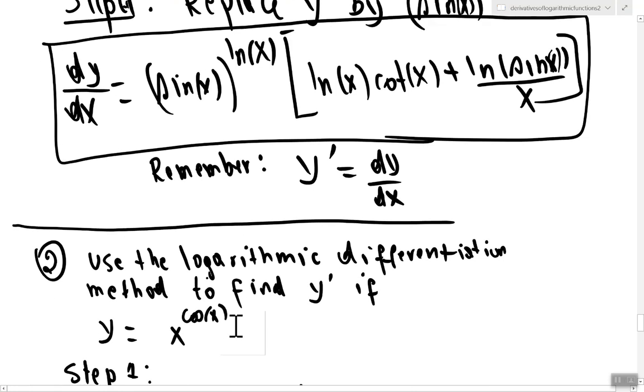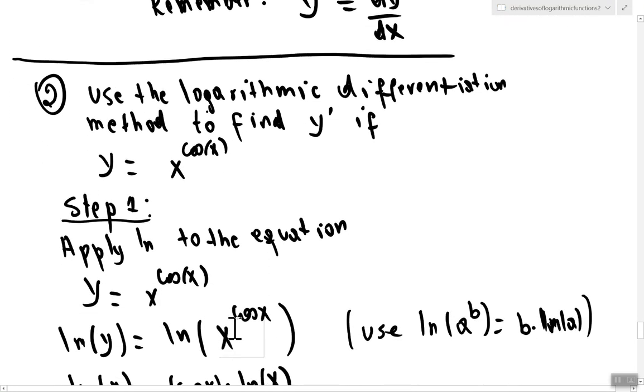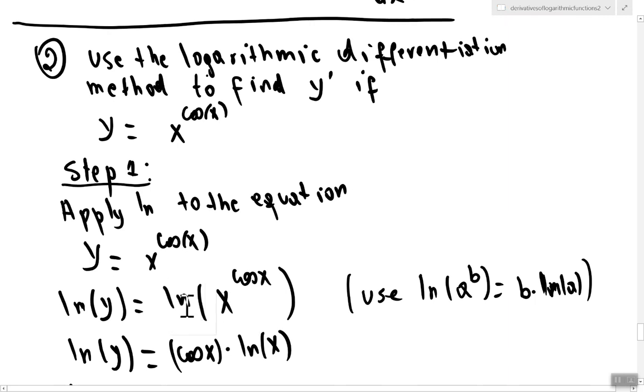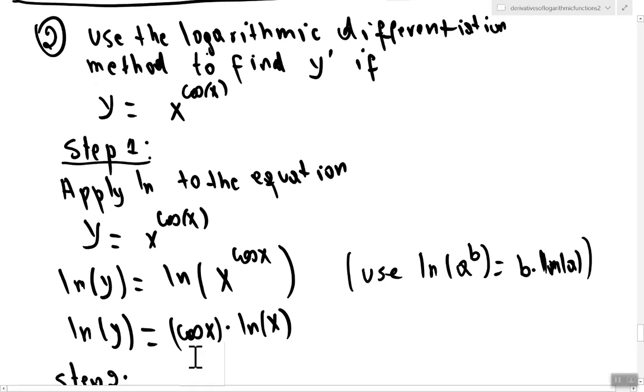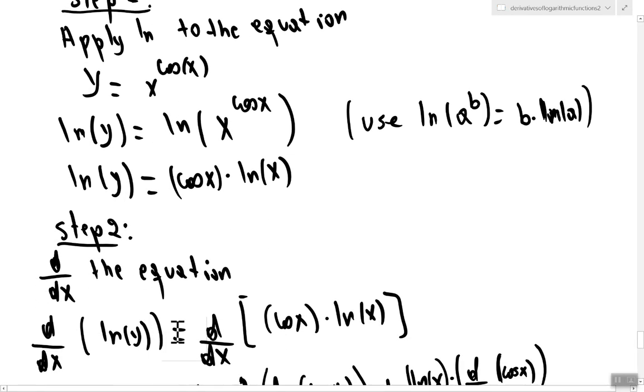Okay, so we have another example quickly. Okay, so for this example, they give us y equals x raised to cosine of x. Again, you want to find y prime, so you copy the function, you apply natural log to both sides. Okay, so you get this, and then use the property of natural log to drop cosine right in front of ln. So you get cosine of x times ln of x, and then step 2, you take d/dx of the equation.